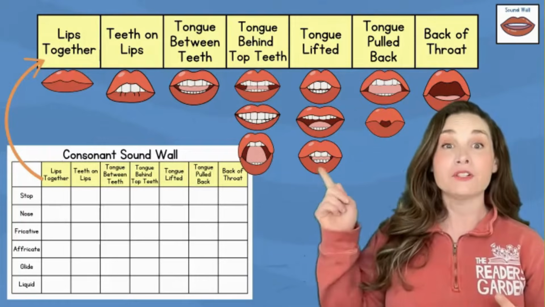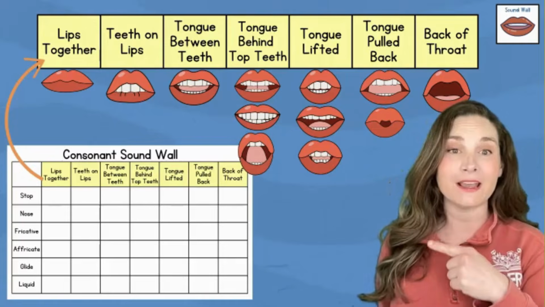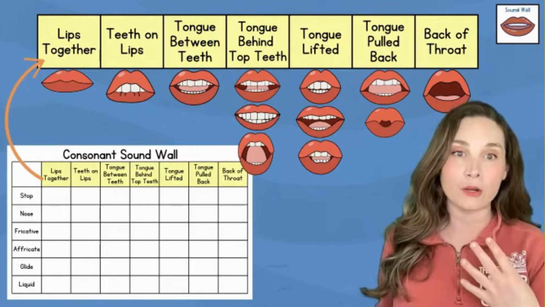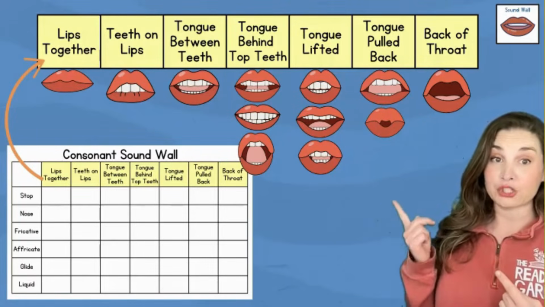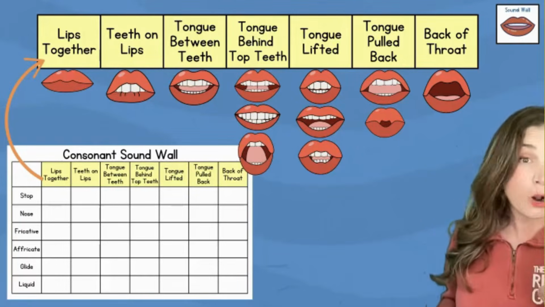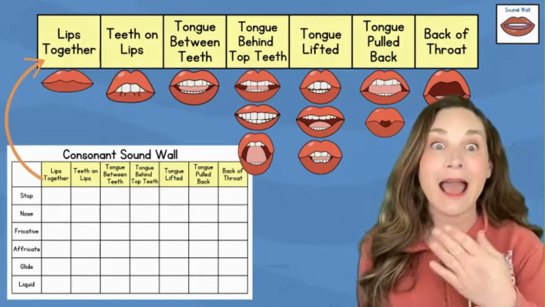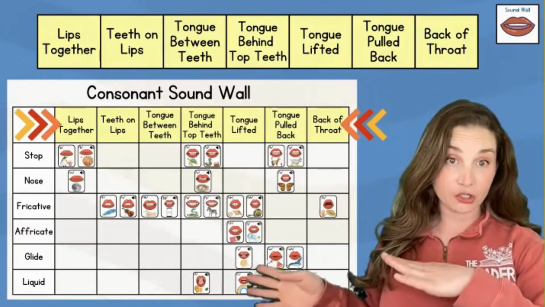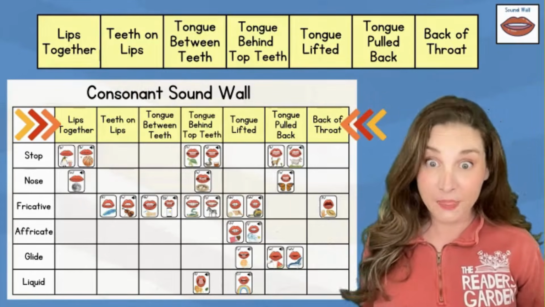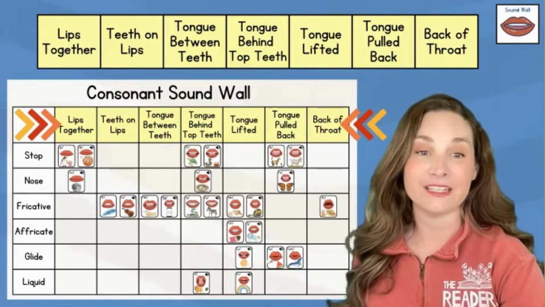Now you'll notice for tongue behind top teeth and tongue lifted, there's 3 pictures showing each of the ways that your mouth can make those types of sounds. So for those, we form them in more than one way. Same with for tongue pulled back, there's 2 ways we can form it. And then for back of throat right here, there's one way to form that. So we'll be using these pictures on our consonant sound wall to show us how we make each sound. This is what our chart will look like when we're all done and we've explored every single bit of it. So right now when we see it, there's a lot here, but by the end of this video, you will know a little bit about each of these different sounds.